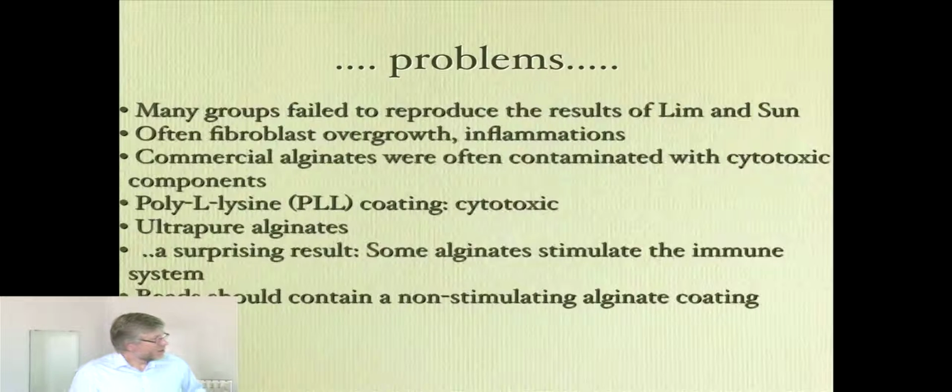And then, since we had the knowledge about different alginates, we started to test which type of alginate will stimulate the immune system. Does it depend on G content or not? I forgot to mention that the beads should contain, of course, a non-stimulating alginate coating. So we were looking for what type of alginate is immune stimulating, and whether some alginates are not stimulating, so we can use them as a coating.